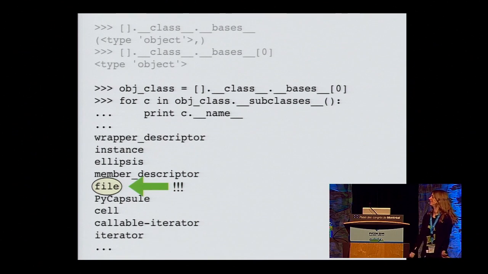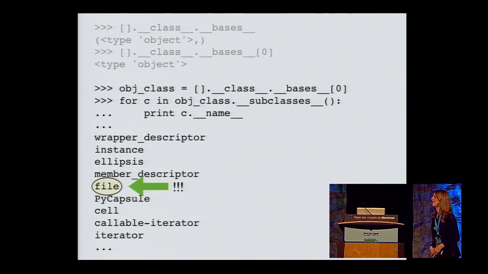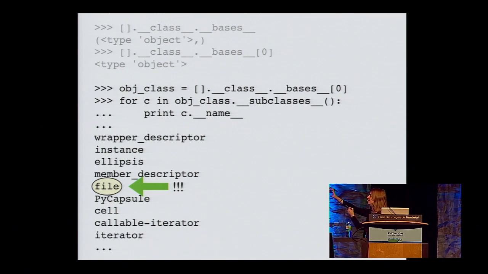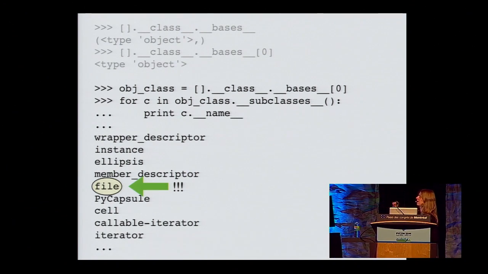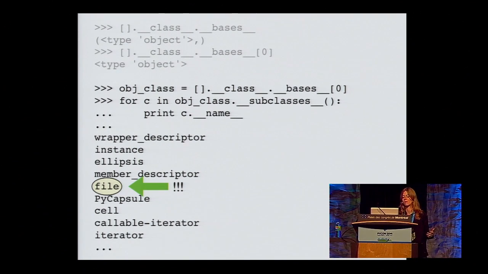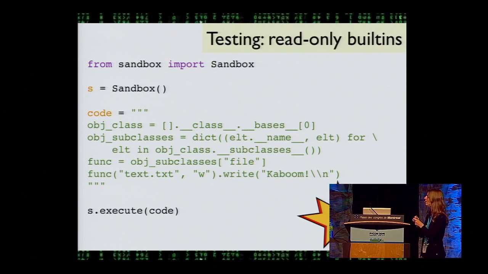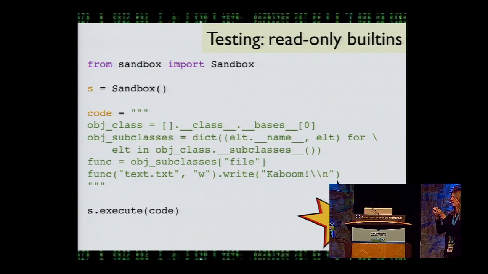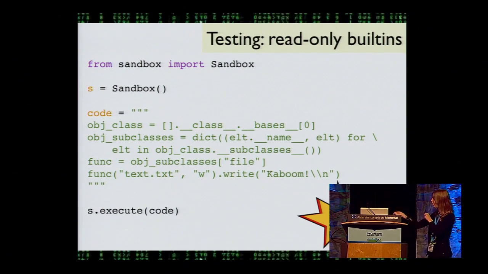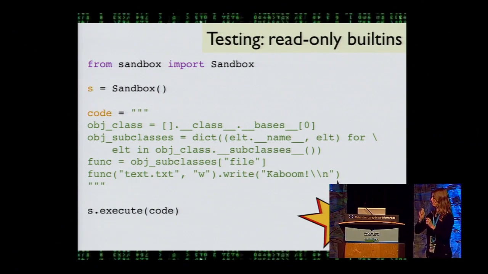Wait a second. You thought you were gone, file, but you're not. OK, so file, we still have a reference to it in one of the subclasses of object. And once we have a handle to file, it's game over, right? We know exactly what to do with this. So we pull out the name. So we have these subclasses. We make a nice little dictionary mapping the name to the actual reference. We pull out the reference for file, and we use that to write to the file system.